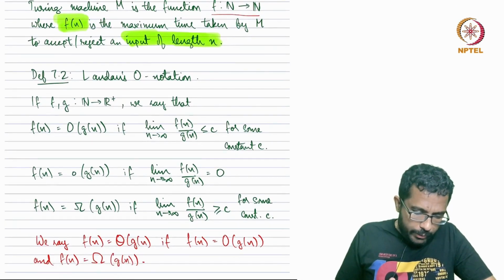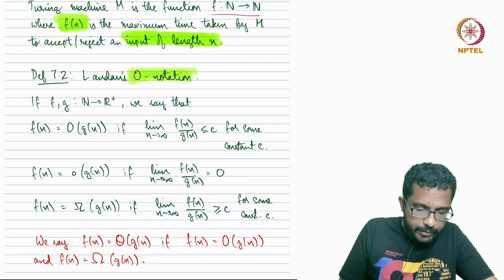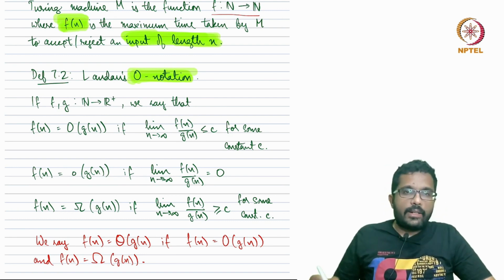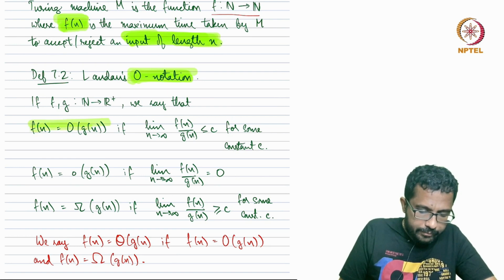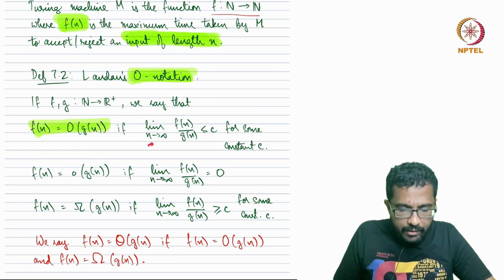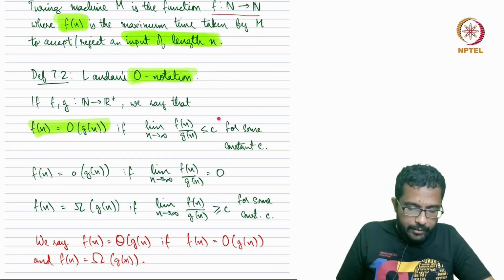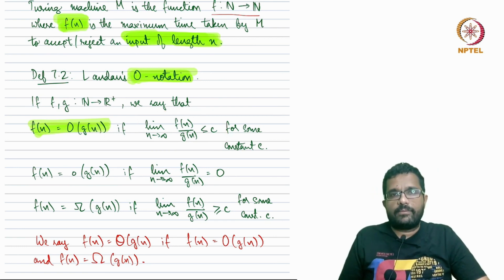Then let me also introduce the O notation. Perhaps you are familiar with this, but for the sake of completeness, this is called O notation, also called Landau's O notation. If you are given f and g, two functions from natural numbers to real numbers, we say that f is O of g(n), f is big O of g(n), if the limit of f by g as n tends to infinity is at most a constant c, for some constant c.